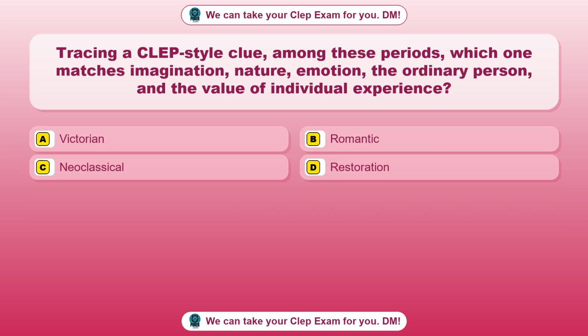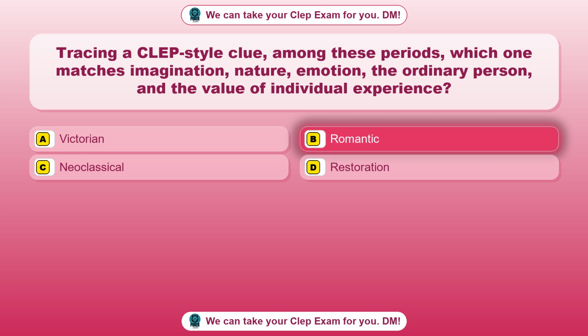Question 54. Tracing a CLEP-style clue among these periods, which one matches imagination, nature, emotion, the ordinary person, and the value of individual experience? Option A, Victorian. Option B, Romantic. Option C, Neoclassical. Option D, Restoration. The correct answer is option B.